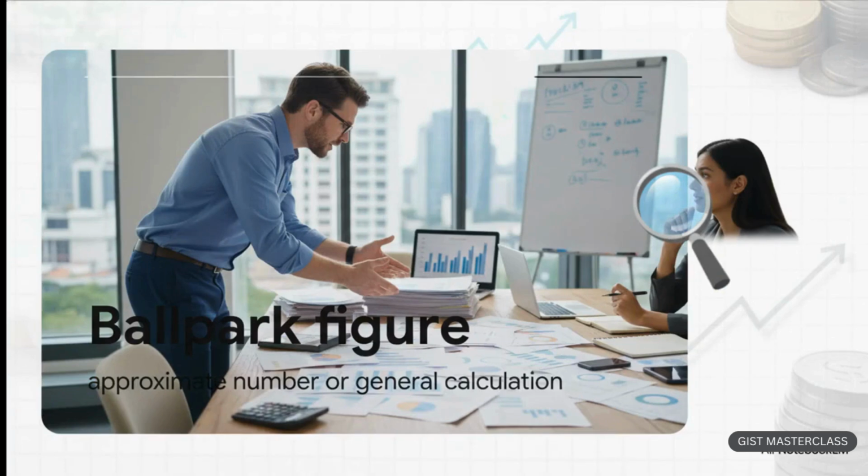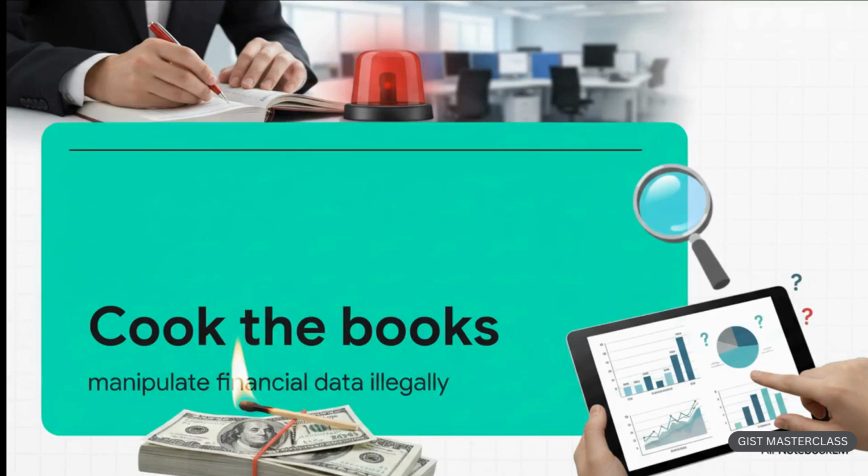Now, what if you're actively trying to crunch the numbers, but you just don't have the exact data in front of you yet? Well, that is exactly when you provide what we call a ballpark figure or a rough estimate. These terms basically mean you're giving a highly educated guess. It's an approximate number or a general calculation that helps keep the whole business conversation moving forward while you wait for the concrete details.